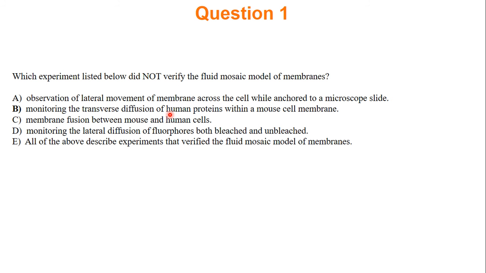Transverse diffusion. So that's our false one, because transverse diffusion means I go from the cytoplasmic side to the extracellular side of the membrane. So that's not fluid. That's not really moving. That's just moving from one side of the membrane to another. When we talk about fluid mosaic, that's more like moving left to right in the membrane. You're kind of traveling along the cell. Transverse is just you're flipping sides.